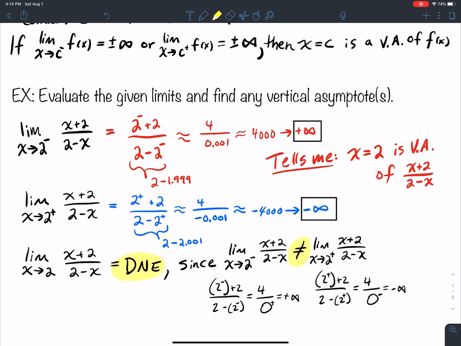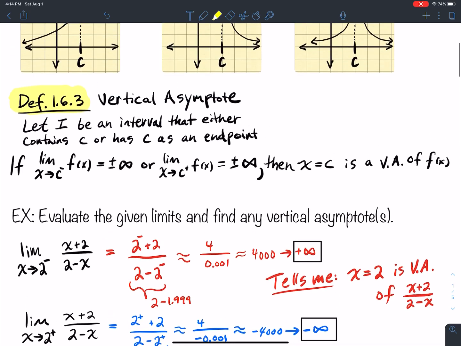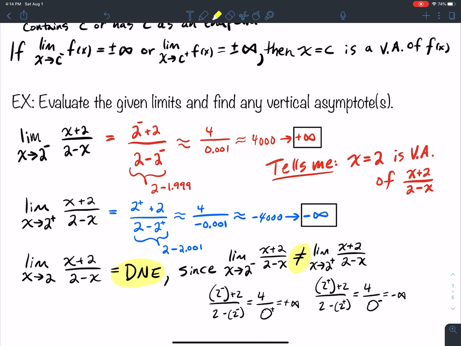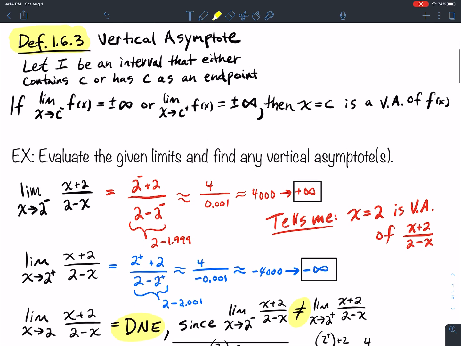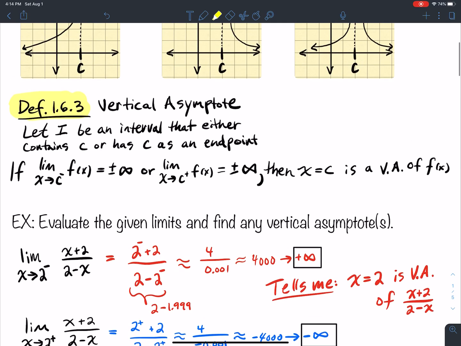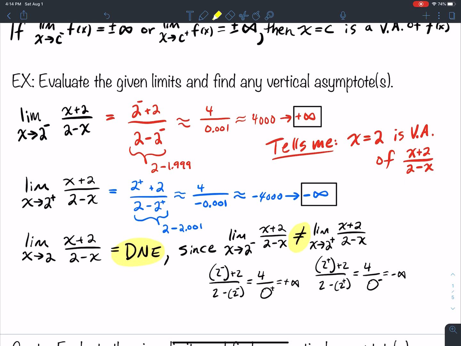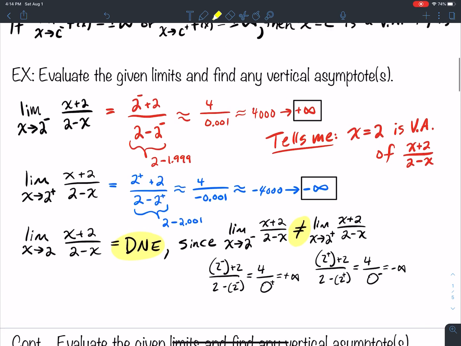Now, just because the limit does not exist doesn't mean that there's not a vertical asymptote. In finding vertical asymptotes, by our definition, we're looking at left-hand limits and right-hand limits. So if one or both of those are infinite, then we know we have a vertical asymptote. Okay, so I just wanted to illustrate that to you, what's going on there.